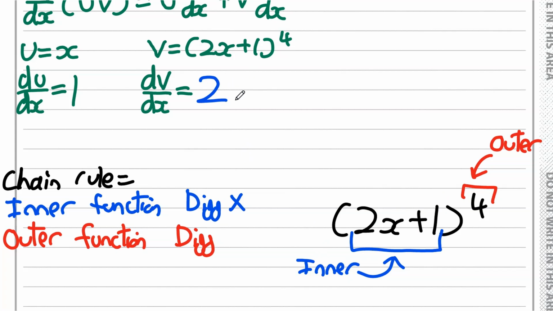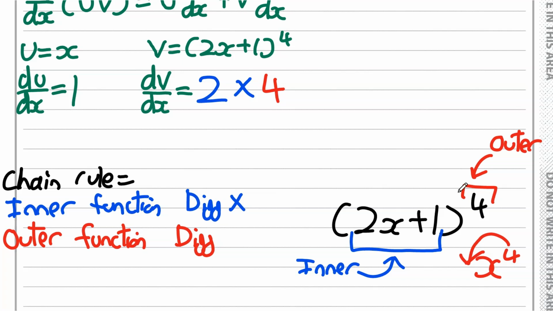So the inner function differentiated is 2, and then this is multiplied by the outer function differentiated, which is this power of 4 differentiated. Treat this like x to the power of 4. So if you differentiate x to the power of 4, the 4 comes down as a coefficient, so this is going to be 4 like this here.